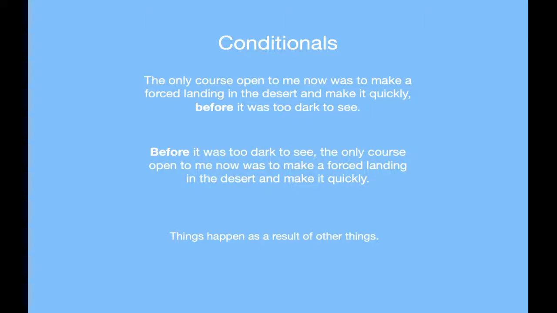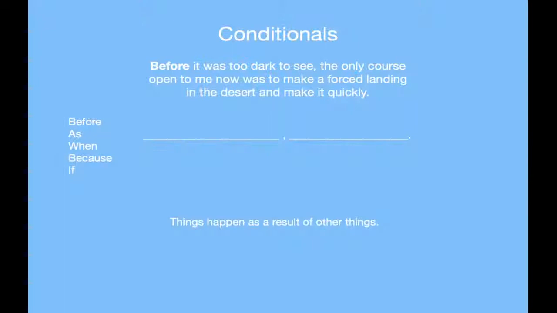Here, in conditionals, one thing happens as a result of something else. Things happen as a result of other things. This sentence makes us think about an action and a reaction. So it's a way of a sentence showing causality, like things happening as a result. And it's a perfect sentence type if you want to create drama and fear. Let's show you a different way of looking at it.